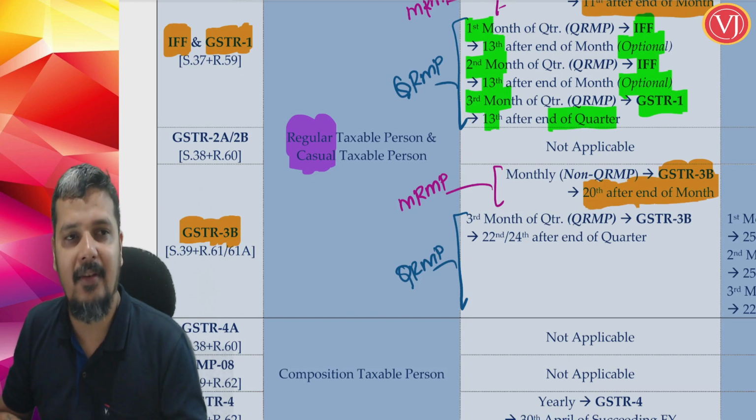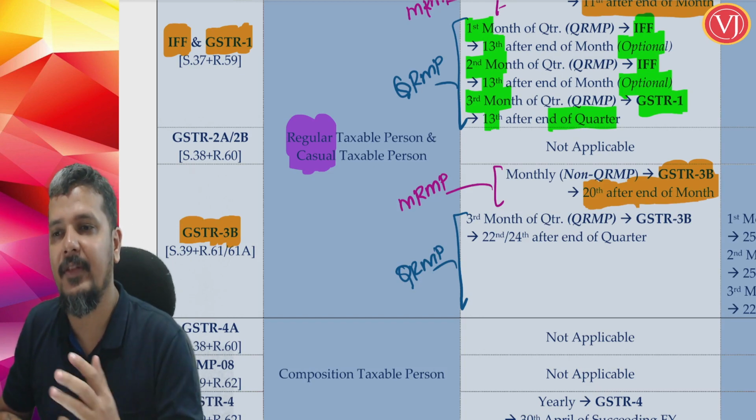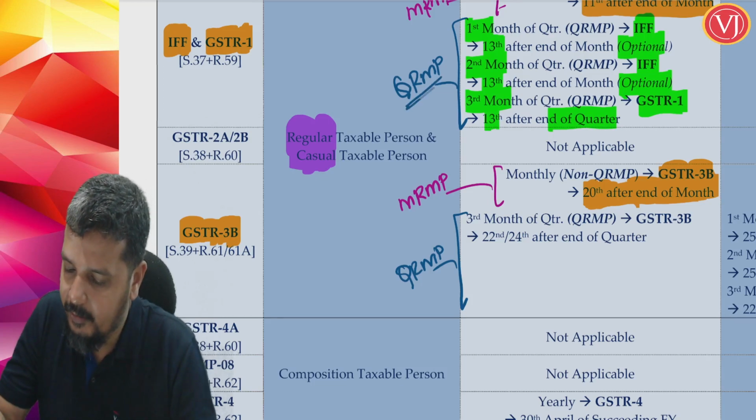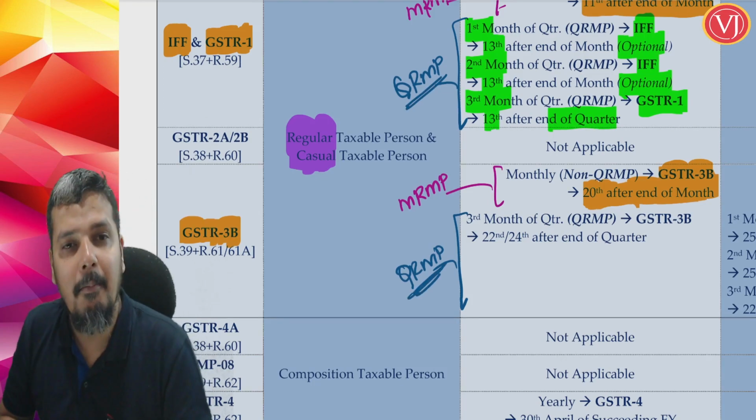Along with 3B, there is a payment. The main return is 3B, along with which there will be payment. Now read the name carefully again. It is quarterly return, monthly payment. So first we will see payment.